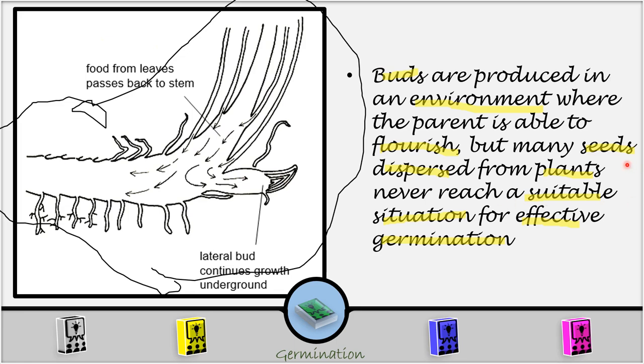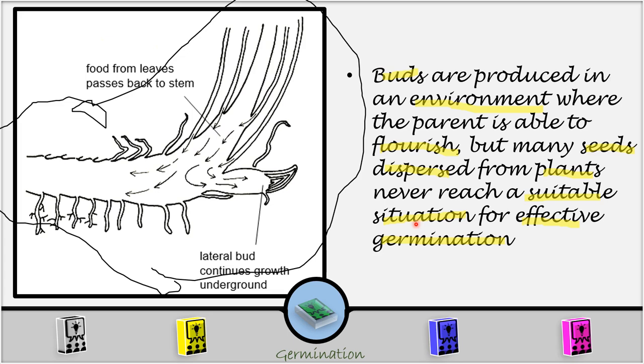But when it comes to seeds, when the seeds are dispersed, they may fall in a place where the conditions are not suitable for germination. So they may not flourish in that environment.